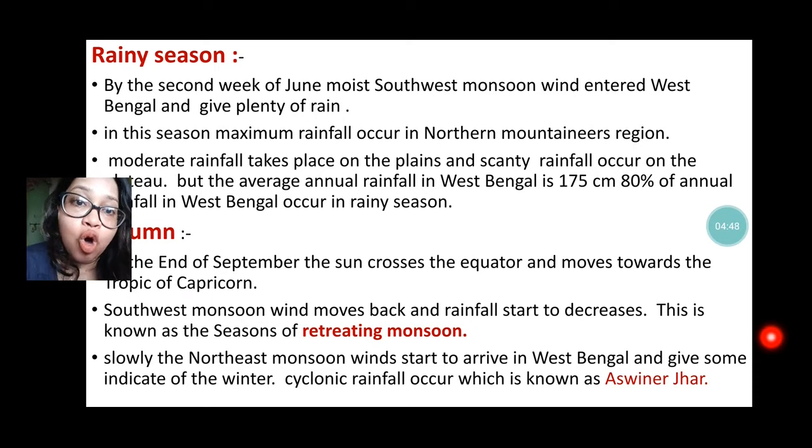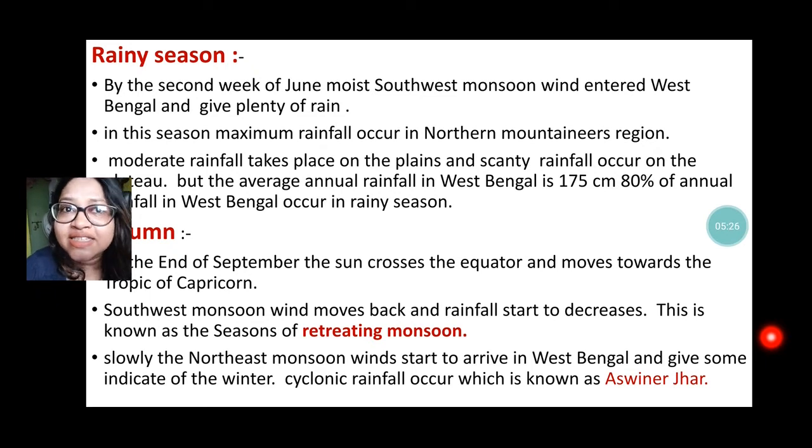Okay, next one is the autumn season. The autumn season starts at the end of September, when the sun crosses the equator and moves toward the Tropic of Capricorn. At this time the southwest monsoon wind moves back and rainfall starts to decrease. This season and this wind are known as the returning monsoon. After that, the northeast monsoon winds slowly start to arrive in West Bengal and give some indication of the winter season.